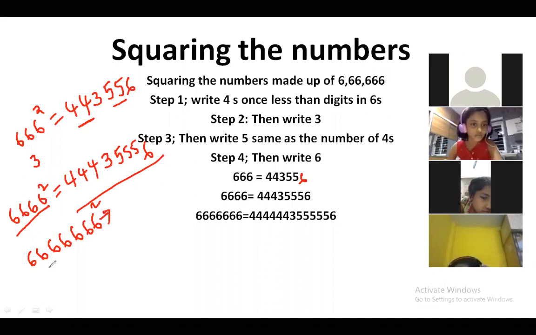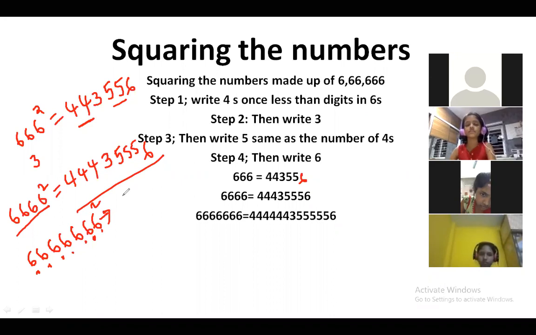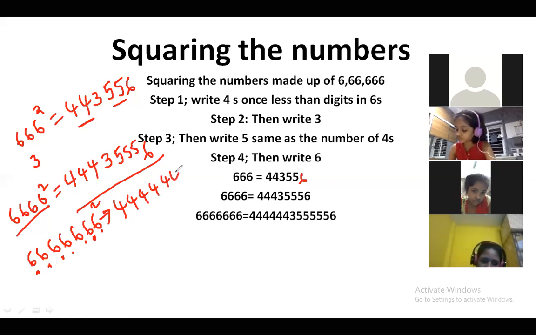So first we should write the 4s. How many 4s should you write? First you count the digits. 7 6s are there. So how many 4s? 1 less than that, isn't it? Here 7 digits are there, that's why I have written 1 less than that. That means 6 4s I have written.